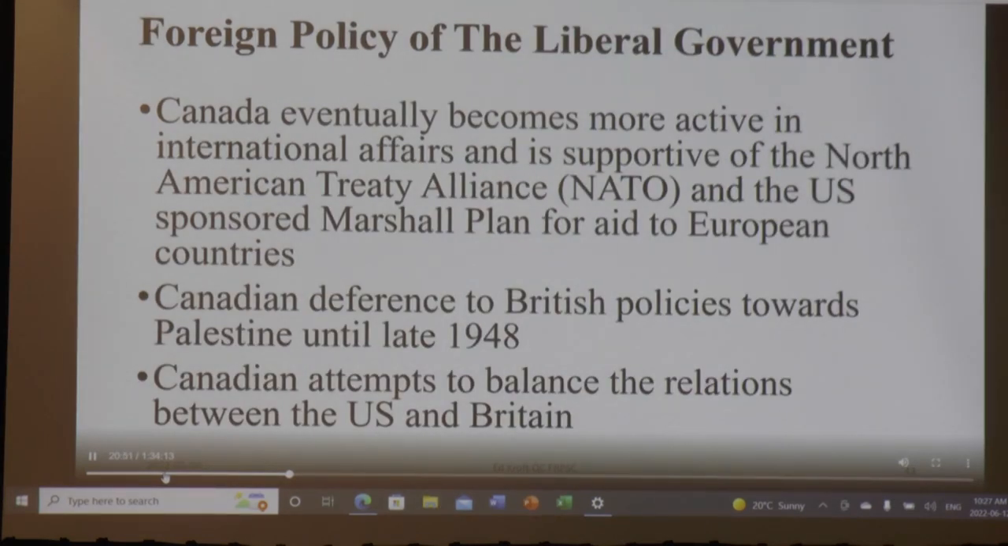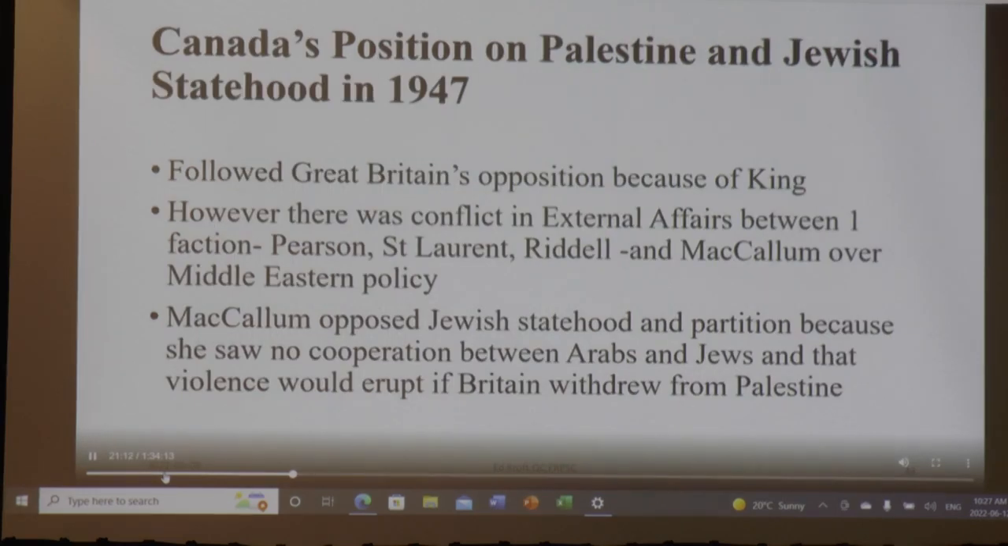Now, what was the foreign policy of the Liberal government? Well, there were many different policies. Canada attempted to balance the relations, as I mentioned. Canada was interested in supporting the creation of NATO. It was interested in the US-sponsored Marshall Plan for aid to European countries, but there was still deference to British policies about Palestine. And what was Canada's position on Palestine and Jewish statehood?